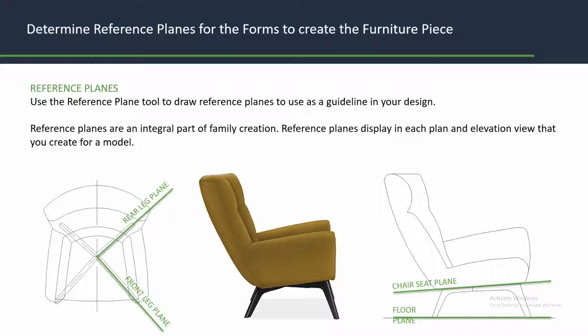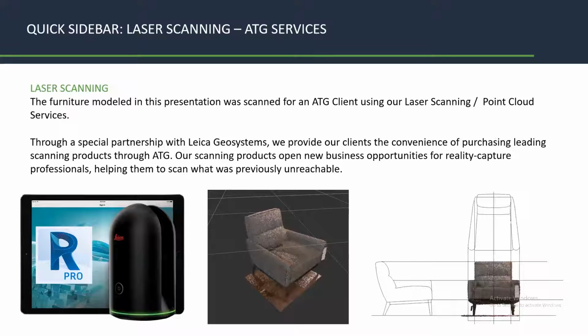So now that I've got the reference planes figured out where I want to put them, I can create them. Now, let me do a sidebar here before I get into modeling. I kind of cheated a little bit, because this particular furniture was a project that ATG was working on, and we scanned the client furniture ahead of time using the Leica scanning services. By using the Leica Geosystem laser scanner, we were able to create a point cloud, and then I inserted that and modeled the chair more accurately.